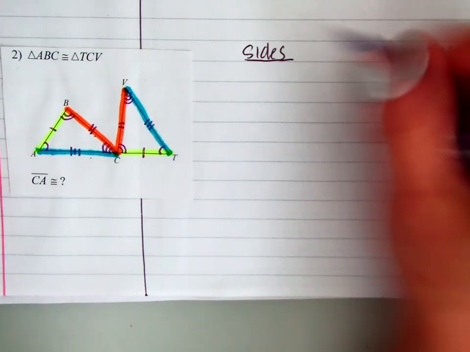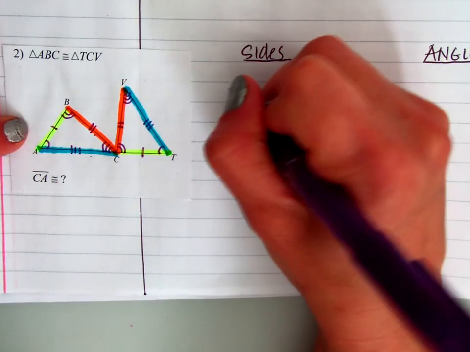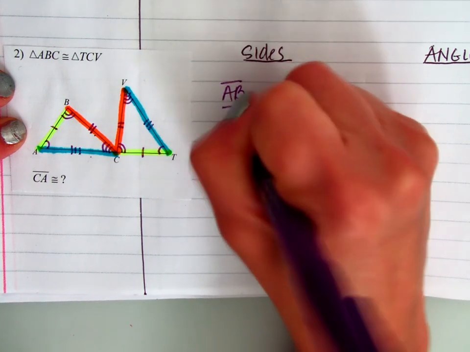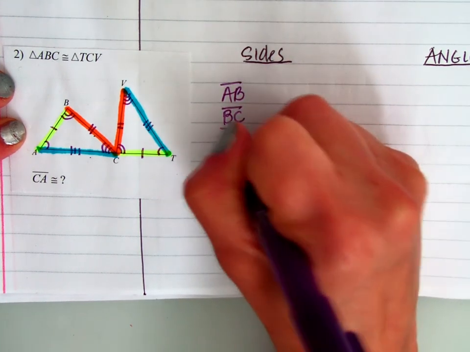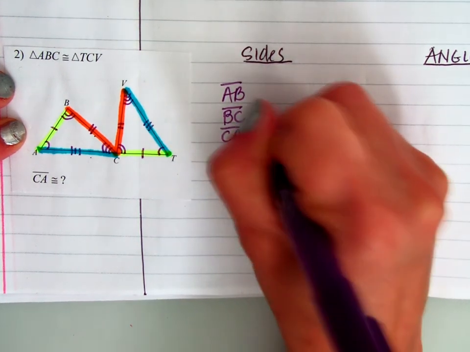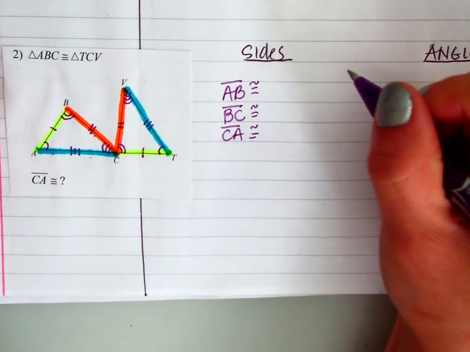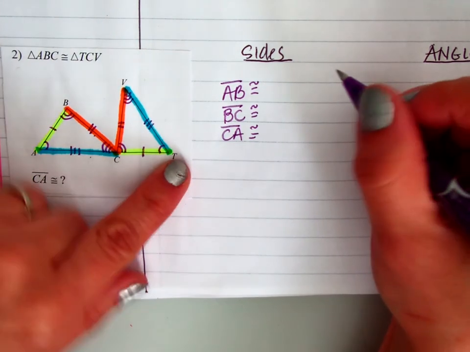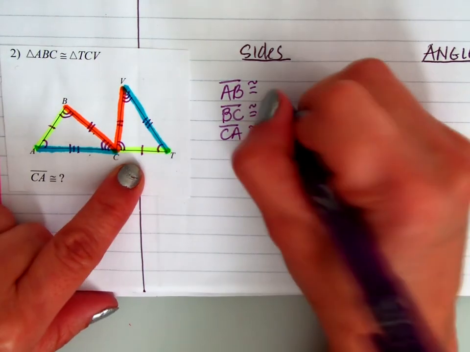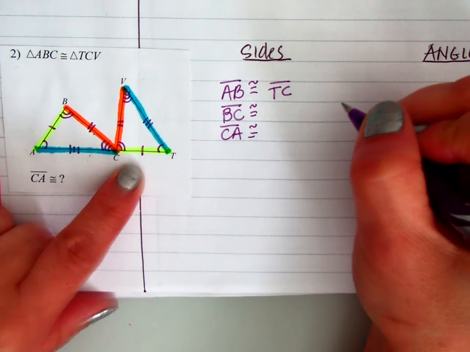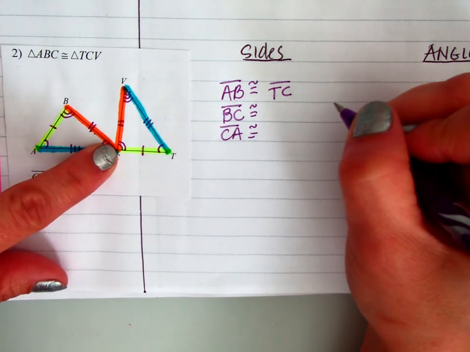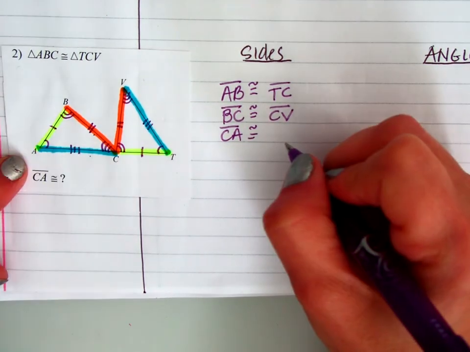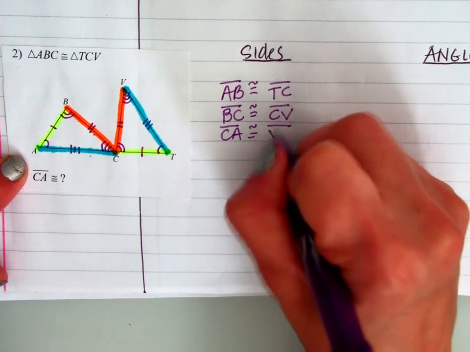Okay. So I know that for this triangle, the sides, I got side AB, side BC, and side CA. Now I want to see what is congruent to what. So for side AB, the side that corresponds is the side TC. For BC, it is CV. And for CA, it's going to be VT.